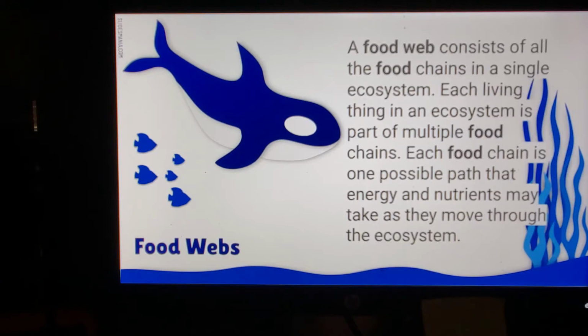So it says each living thing in an ecosystem is part of multiple food chains. Each food chain is one possible path that energy and nutrients may take as they move through the ecosystem. So a grasshopper may belong to 4 different food chains. And it just depends what happens in its life, what chain it follows. And that's what we're going to be looking at from this point on. We're going to deal more in food webs. But you have to know how a food chain works, because within the food webs, there's going to be many food chains.